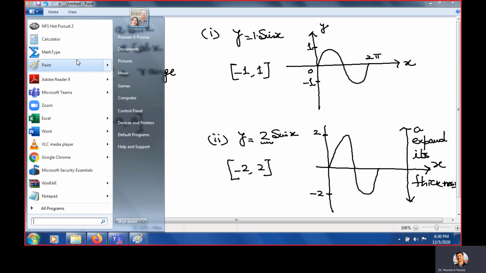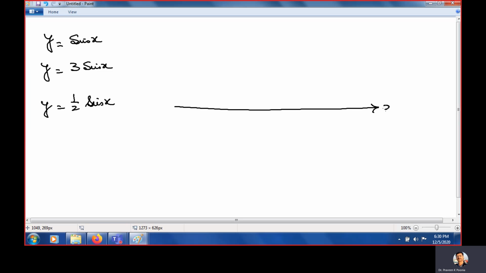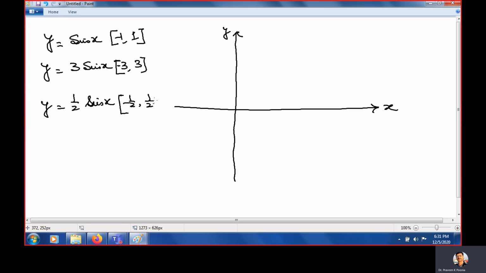Another graph, if I tell you y is equal to, let us say on one cycle I will make y is equal to sin x, y is equal to 3 sin x and y is equal to 1 upon 2 sin x. Clear? Now see what is the difference. This is x, this is y. What is the range here? Minus 1 to 1. What is the range here? Minus 3 to 3. What is the range here? Minus 1 upon 2 to 1 upon 2. Clear?